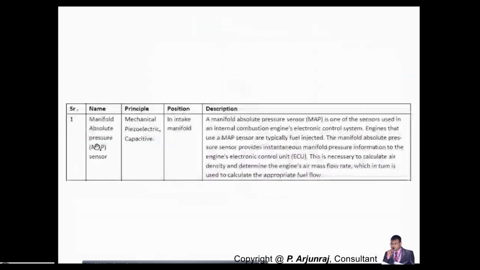This is the manifold absolute pressure sensor. This manifold absolute pressure sensor works on the electric and the capacitive principle. And this is one of the sensors which is being used for the electronic control system. Engines that use manifold absolute pressure are typically fuel injected. And this provides the manifold pressure information to the engine control unit. And this MAP sensor is necessary to calculate the air density and also to determine the mass flow rate of the engine.